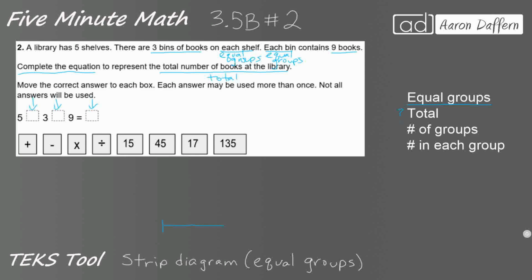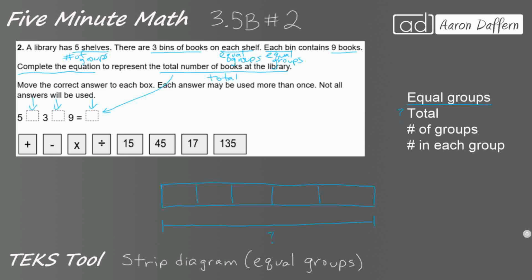So I'm going to draw this right here. We're looking for the total number of books in the library, and that would go right there. A library has 5 shelves, so shelves are going to act as my number of groups. Let's draw a strip diagram right here, and I'm going to cut this into fifths. You just have to estimate on fifths, so I'm going to do my best. If the last one seemed a bit big, that's fine. We did our best. So that's the number of groups.